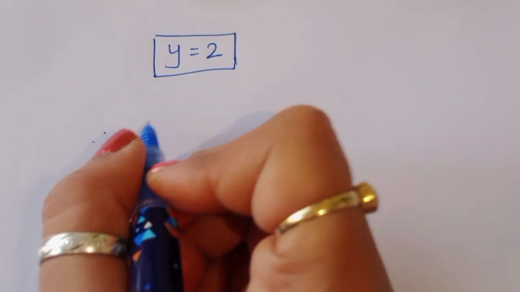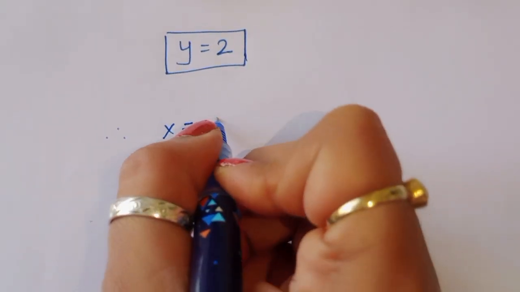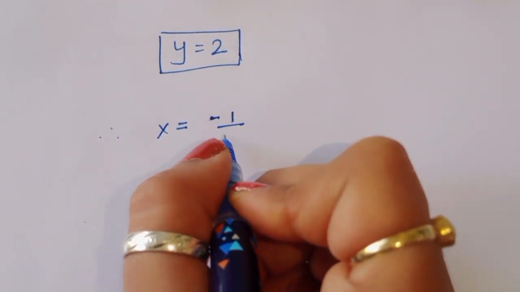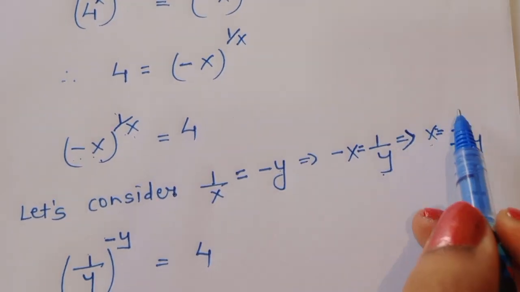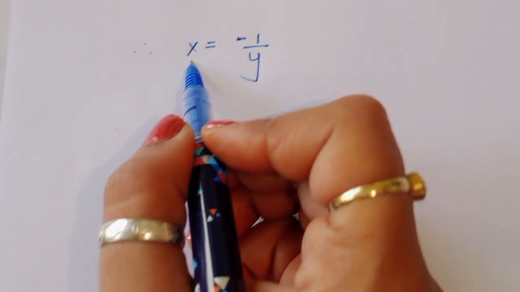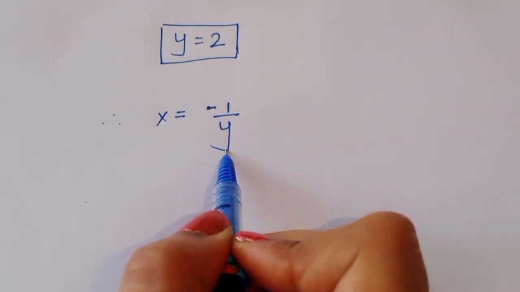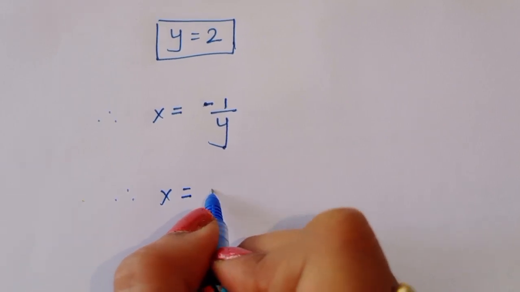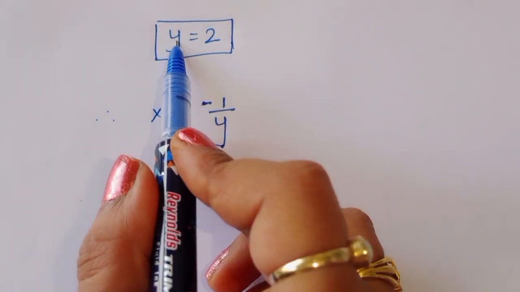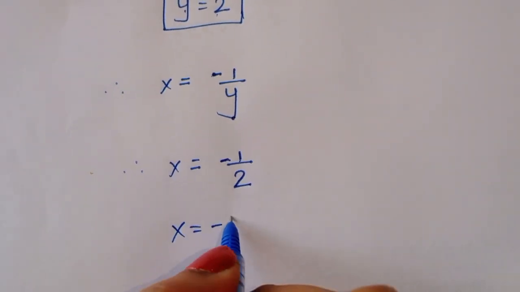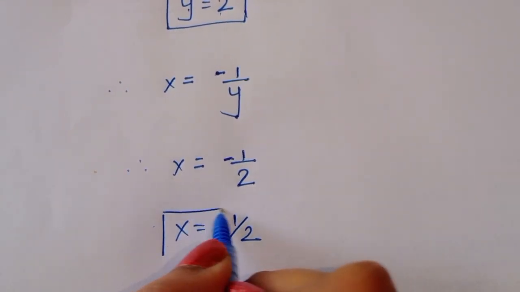Therefore we can write x is equal to minus 1 upon y. We already saw that x is equal to 1 upon minus y, and 1 upon x is equal to minus y. So here x is equal to minus 1 upon y. The value of y is 2, so minus 1 upon 2. So x is equal to minus 1 upon 2. This is the correct value.